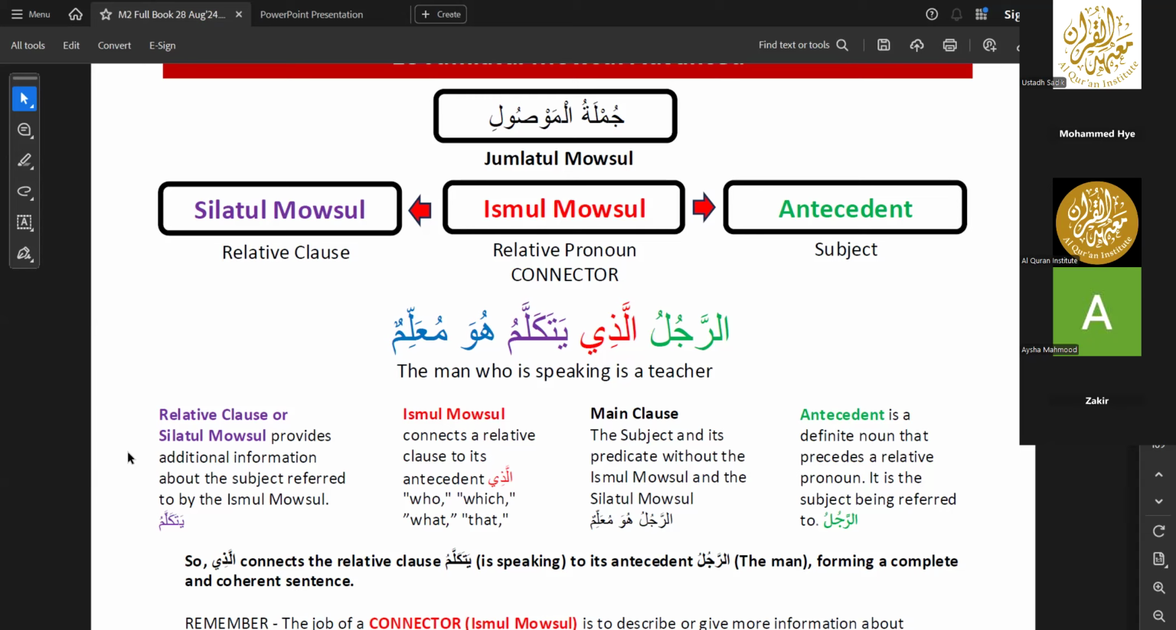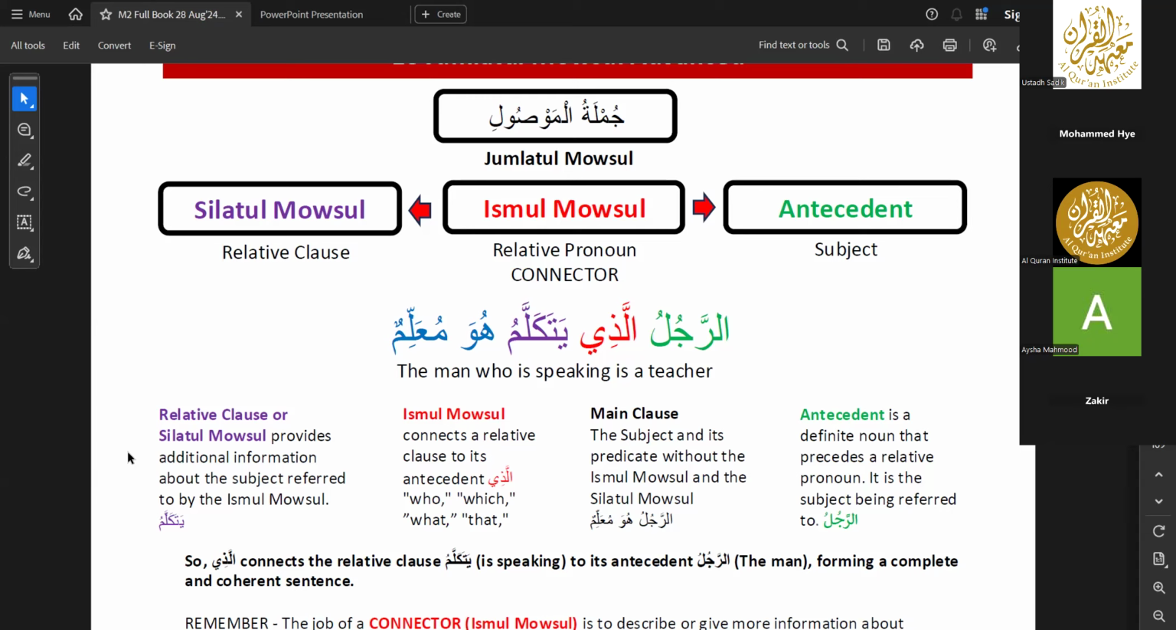What type of sentence? Is this a Jumlatul fi'liya? Jumlatul ismiya, Ustad. Yeah, thank you. That's right. Al-Rajulu. So, Jumlatul ismiya. And in Jumlatul ismiya, what do we look for? Mubtada then khabar. Exactly, good. So Ar-Rajulu, as obviously Jumlatul ism, an ism.